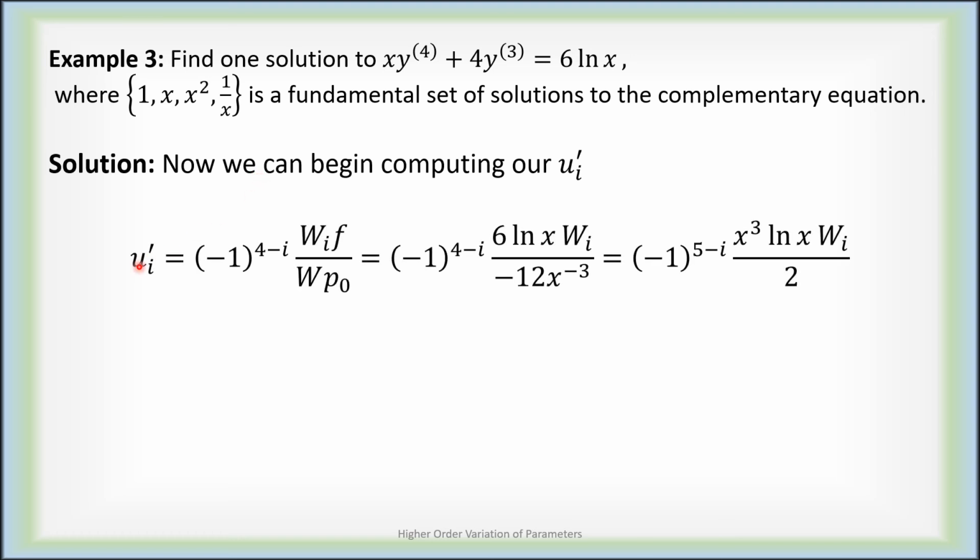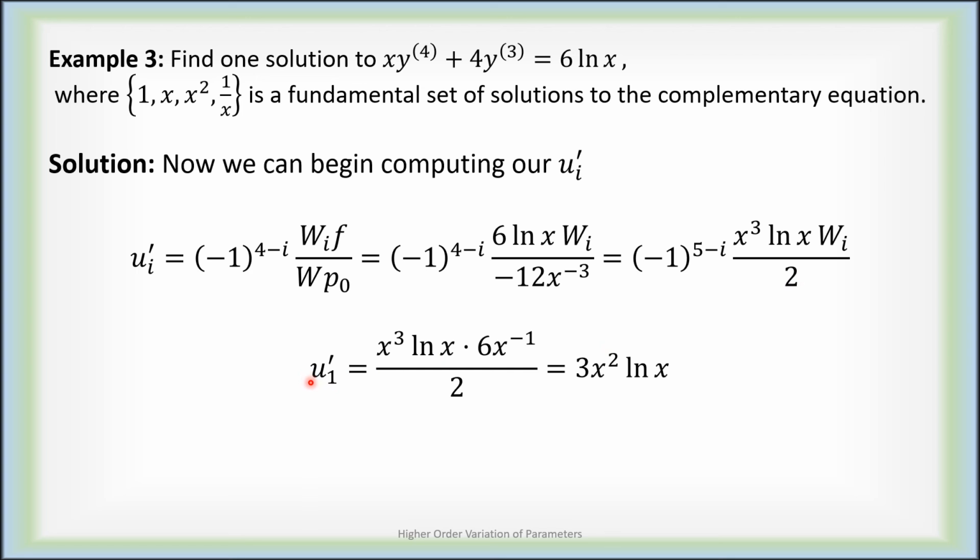All right, u_i prime is negative 1 to the 4 minus i, W_i f over W P naught. So negative 1 to the 4 minus i is going to alternate between plus or minus 1. The forcing function is 6 log x, and W P naught we've computed to be negative 12 x to the minus 3. I'm just going to take this minus sign and increase the power of negative 1. So this becomes negative 1 to the 5 minus i. 6 over 12, I'm just reducing to a half. And this x to the minus 3 in the denominator, I'm bringing up as an x cubed in the numerator. So now we've got a formula. u_i prime is negative 1 to the 5 minus i, x cubed log x W_i over 2. We ended up with an extra power of minus 1.